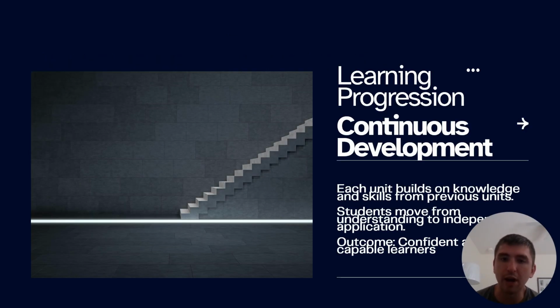Learning process progression, continuous development. Each unit builds on knowledge and skills from previous units. Students move from understanding to independent work, becoming confident, capable learners. Basically, what this is saying is that you have a class, it builds upon the strategies of what you have, continuing to build those modules as you go, module after module after module. Each one of them is going to be a little bit different than the rest, but they're continuing to be a building block that students can learn from, and that is one of the most important things to really do.